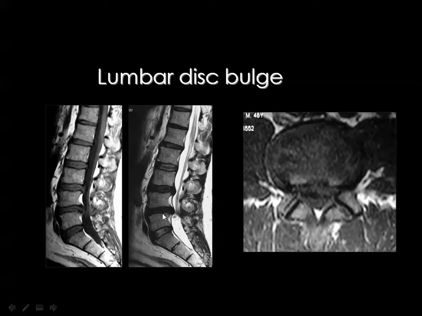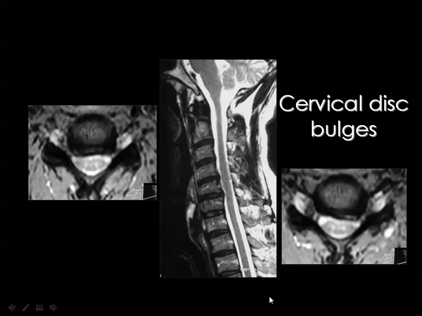Then you see here L3-4 and L4-5 are degenerated with loss of signal, loss of height at L4-5. They are extending inside the spinal canal, and I want to know if this is bulge or herniation. I go to the axial, then I can see the edge of the disc is bulging from left to right, and this is disc bulge.